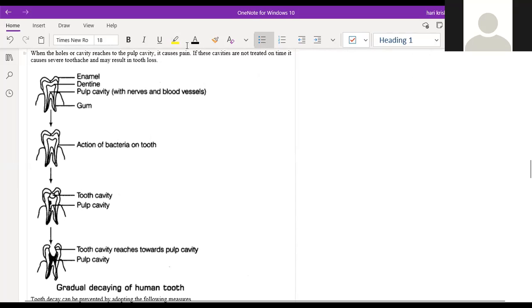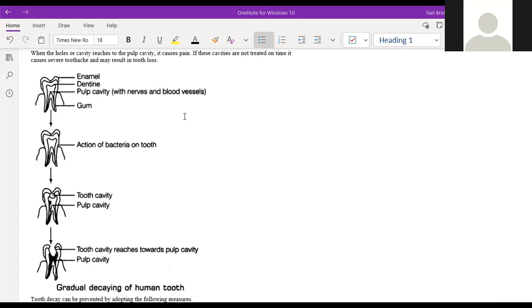So what about Ritik Nimala? Ritik Nimala, you can unmute yourself. Yes, sir, now I'm able to unmute. Yeah, so what are the ways to prevent tooth decay?